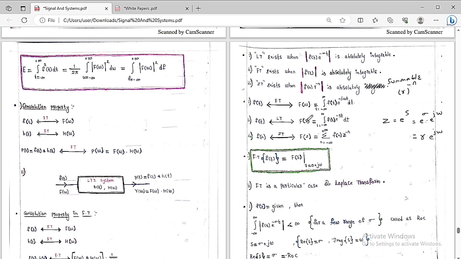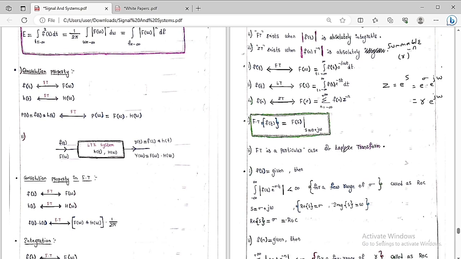So see, if you know the Laplace transform, then you can get the Fourier transform just by replacing s with j omega. And if you know the Laplace transform, getting the Z transform is also very simple: replace e to the power of s by z, replace t by n, and replace integration by summation. That's it. This is something you have to keep in your mind.